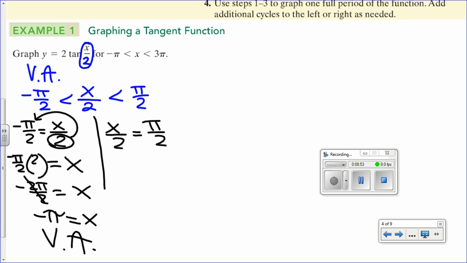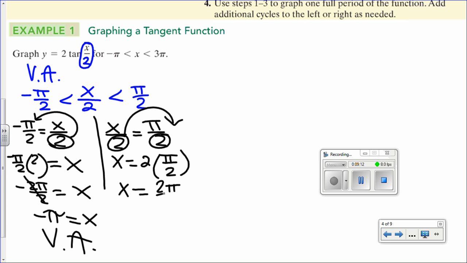And I think you guys can kind of infer where the next one will be. What do you guys think we're going to get? Pi. Well, let's see if it's true. So we take this 2, of course. Oh, not that one, this one. Move it across, so we will get x is equal to 2 times pi over 2. And so that will be x is equal to 2 pi over 2, which will turn into just pi.